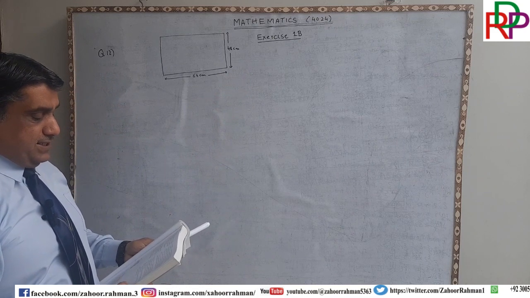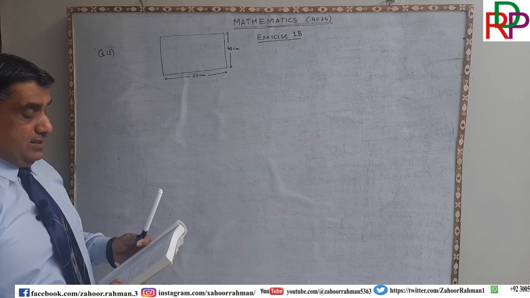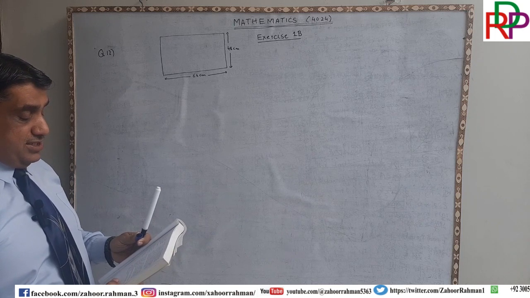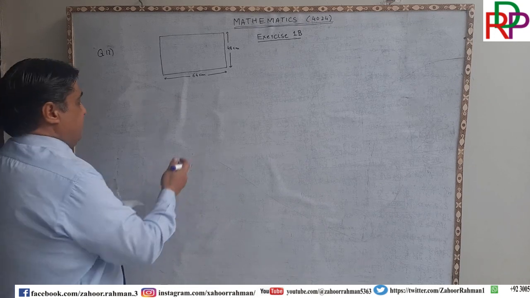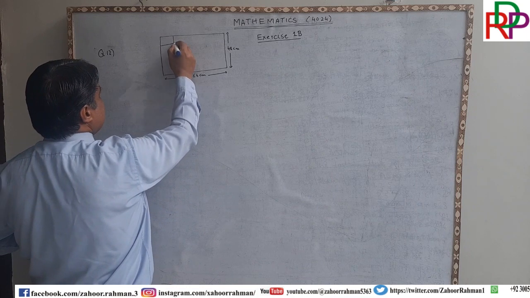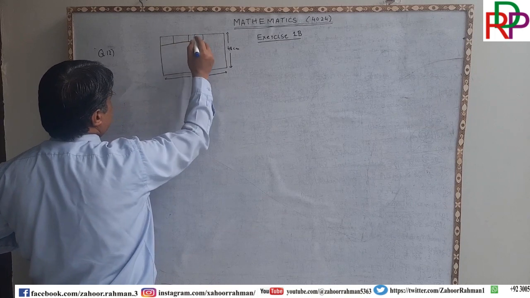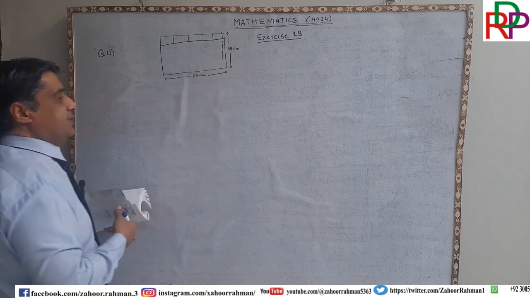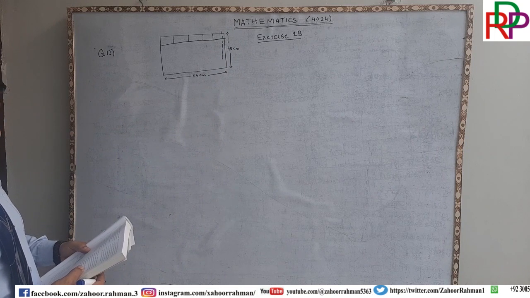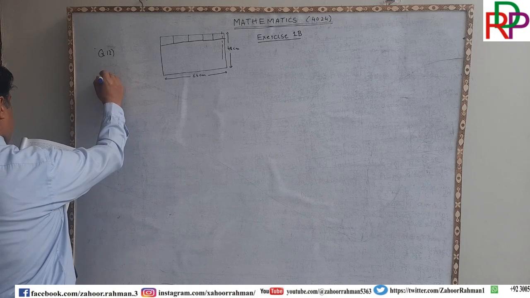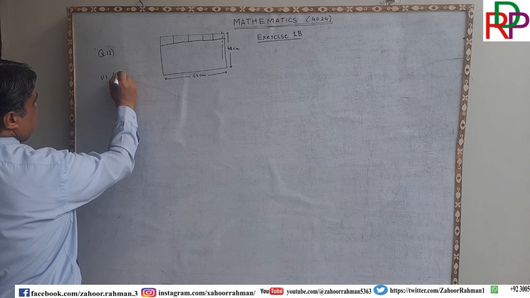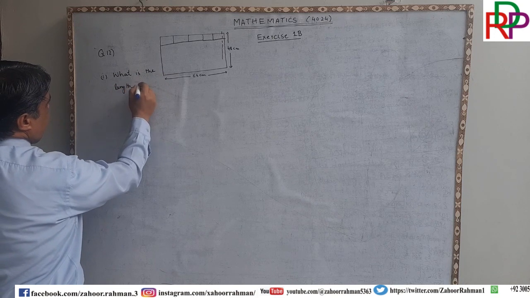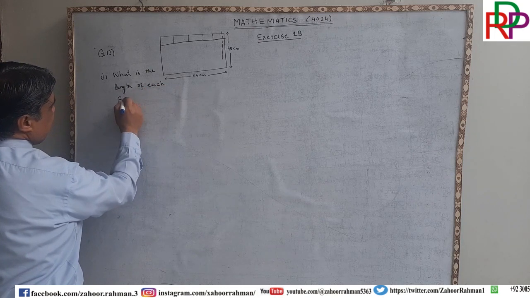And Katie wants to cut some squares from it. She likes the squares to be as big as possible, and she doesn't want any leftover avant-garde sheet. So the question is asking, part number one, what is the length of each square?